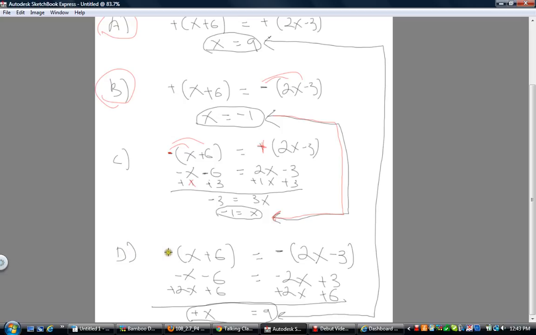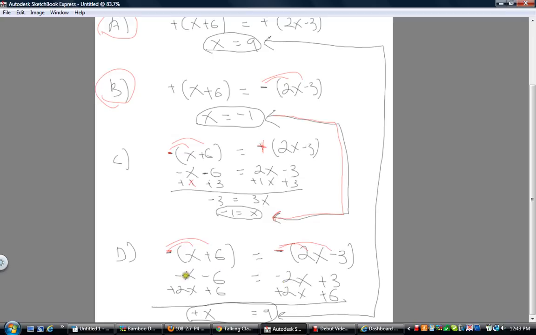And case D is, well, I should be allowed to take the negative expression on both sides. And you can, but what happens is when you distribute the negatives on both sides, you're left with negative x minus 6 equals -2x plus 3. Okay, do the 2-for-1 special.